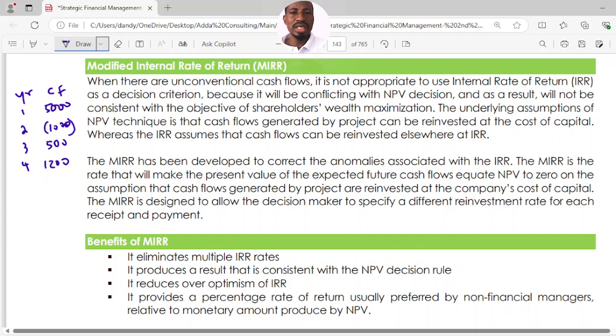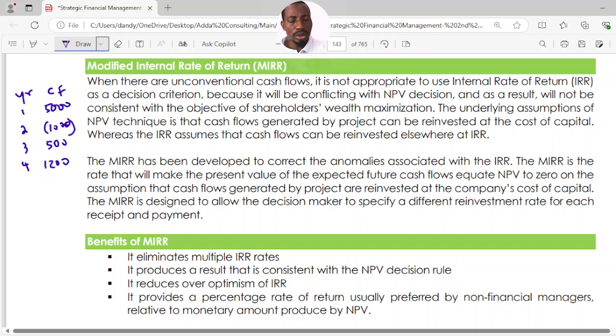As a result, the modified internal rate of return has been developed to correct the anomalies associated with the internal rate of return, because any discount rate that doesn't share the same objective as the net present value may be deemed to be against the objective of shareholders' wealth maximization. So this new technique, the modified internal rate of return, has been developed, and the MIRR is the rate that is consistent with the shareholders' wealth maximization objective. How? Because it assumes that cash flow generated by the project can be reinvested at the company's cost of capital. So the modified internal rate of return is designed to allow the decision maker to specify a different reinvestment rate for each receipt and payment associated with the project.